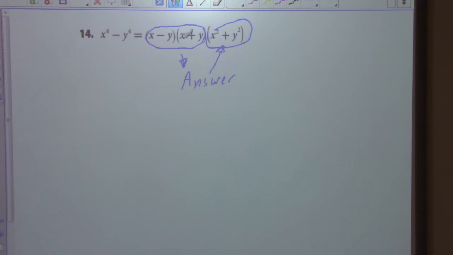Now you can multiply these in any order. You can multiply these two things together first and then multiply by this. Why can you multiply things in different order? What property of algebra do we call that? Okay, it's called the commutative property of multiplication, right? Doesn't matter which order you multiply things in.